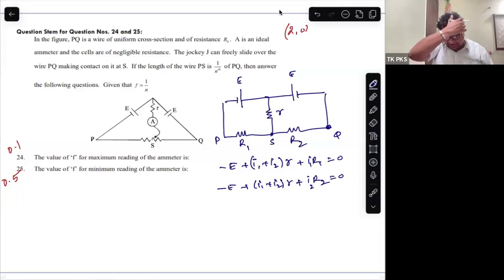So you want the case for maximum and minimum value. Very simple. If the potential drop across these two is the same, that is the minimum value, or least otherwise. Let us work in this particular way.